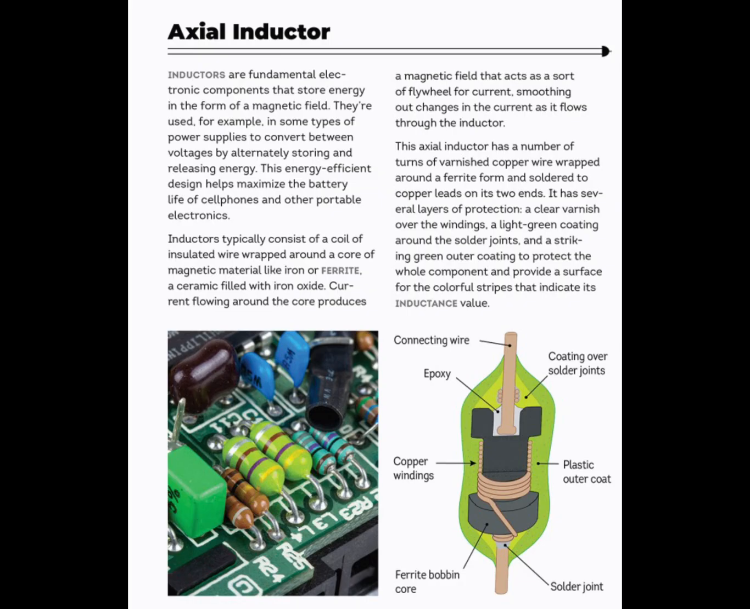Axial inductor. An axial inductor is a type of inductor characterized by its cylindrical shape and a long, narrow body. Unlike traditional toroidal or radial inductors, axial inductors have leads on either end, allowing them to be mounted directly onto printed circuit boards in a linear configuration.